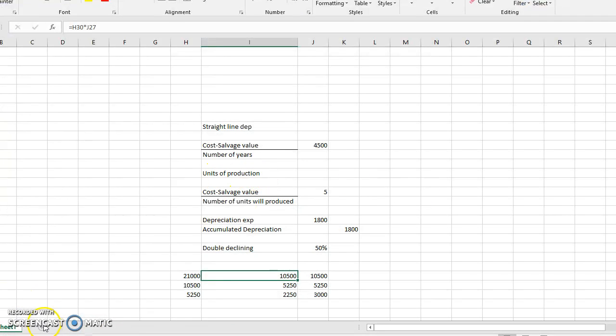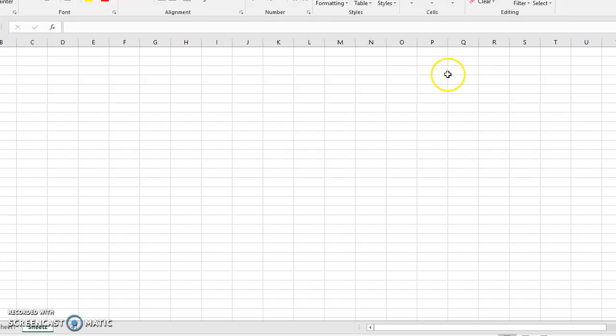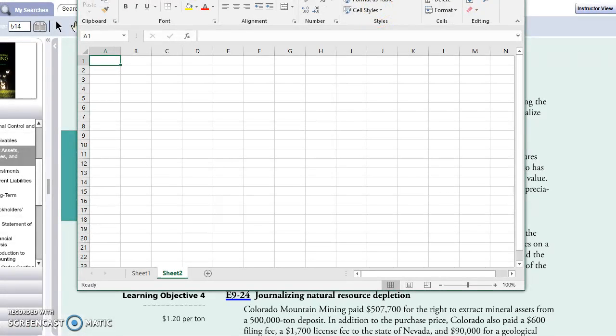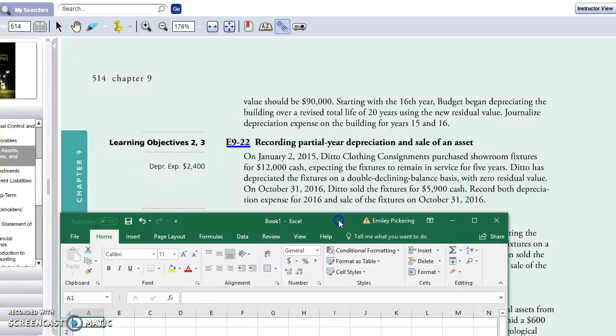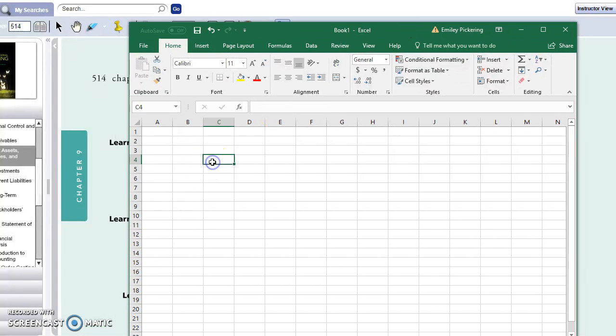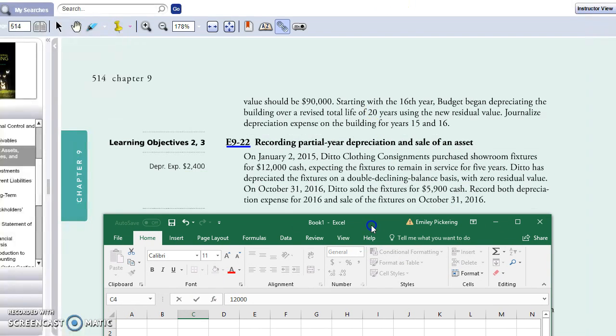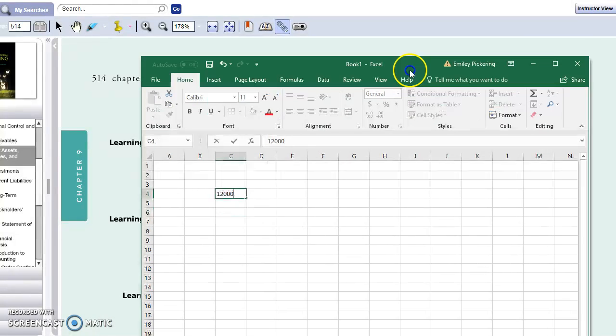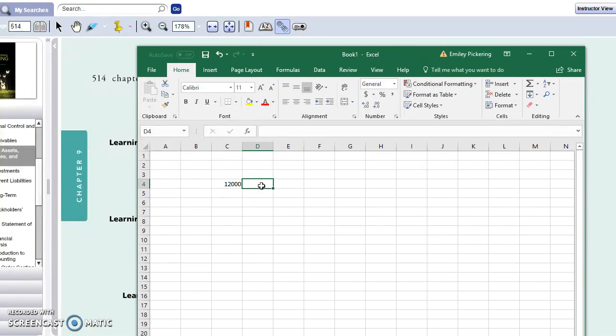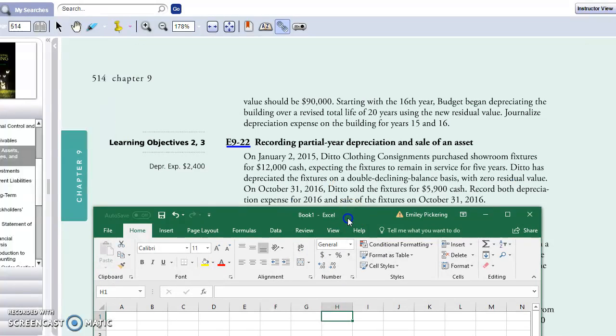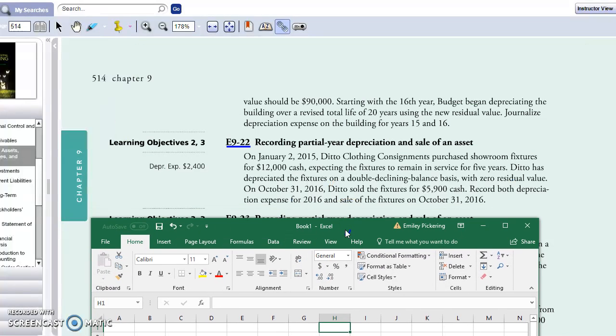So let me just start with another page here. Okay. So we're going to do the double declining depreciation method. So 12,000 is what we paid. And then we expect the fixtures to remain in service for 5 years. Now, if you were going to do straight line at 5 years, it would be 20% per year. So we're going to go ahead and double that. So 40%. And they don't expect any residual value, so it doesn't matter how low that we go.